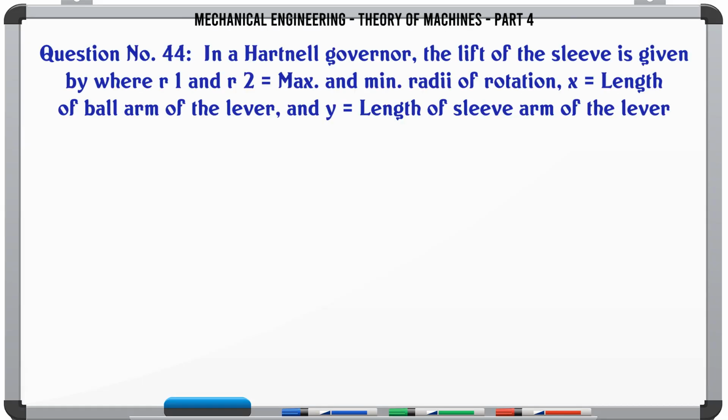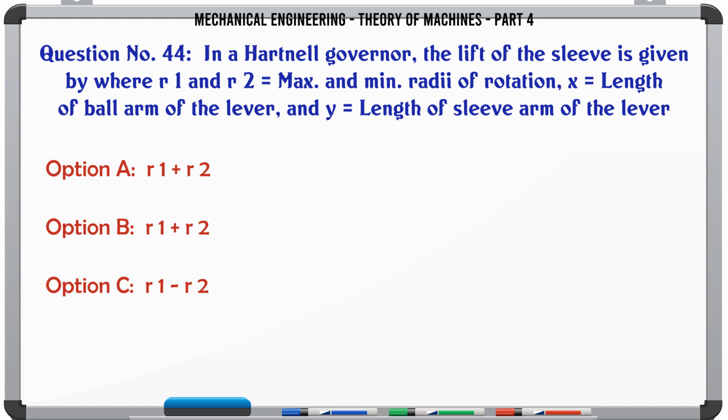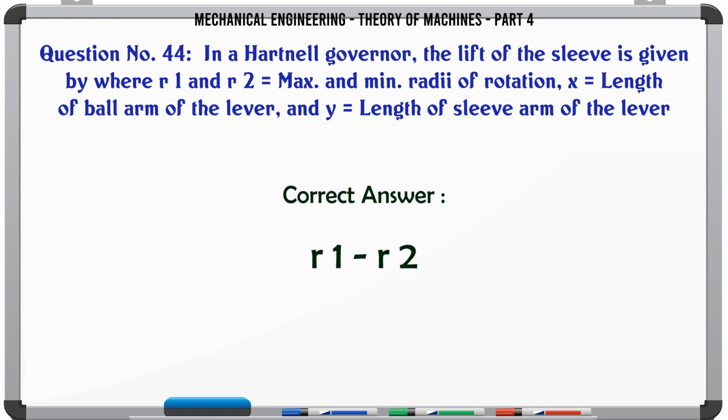In a Hartnell governor, the lift of the sleeve is given by, where R1 and R2 are max and min radii of rotation, x is length of ball arm of the lever and y is length of sleeve arm of the lever. A R1 R2, B R1 R2, C R1 R2, D R1 R2. The correct answer is R1 R2.